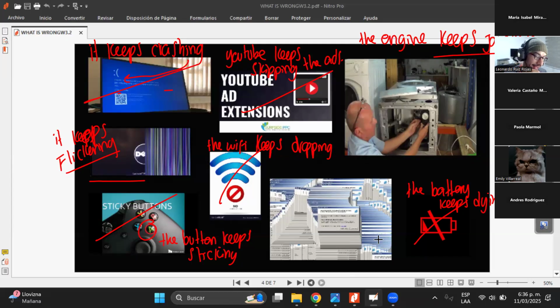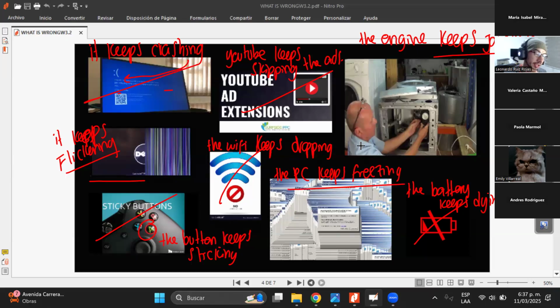At the last one, ¿alguno habrá tenido Windows 97, 98, something like that? The PC keeps freezing. Exactly. Yes, exactly. That happened when the computer froze, right? It was like, okay, completely frozen, no? So in that case, the screen or the PC, yeah, the PC keeps freezing.